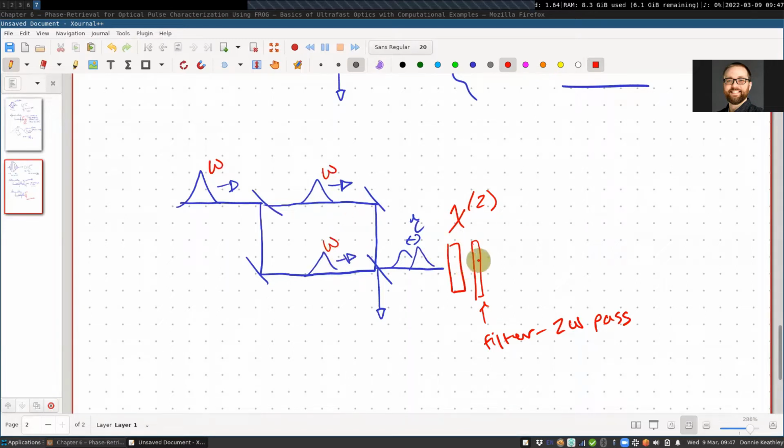So when they interact here, we get an output. If we track through there, we get some output at 2 omega, right? And we're going to filter that out. That's what this filter is going to do. Now I'm going to send that 2 omega part to some detector, but instead of detecting just the intensity, I'm going to send this through a grating and measure its spectrum, right? So this is a spectrometer.